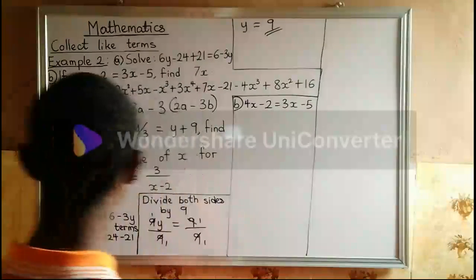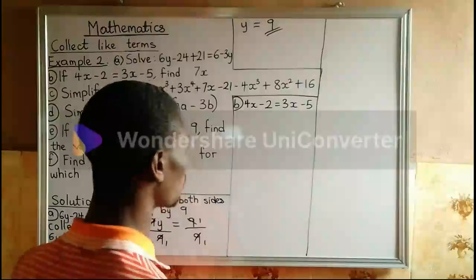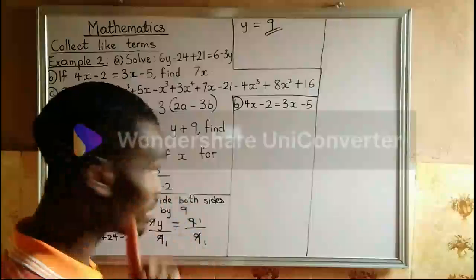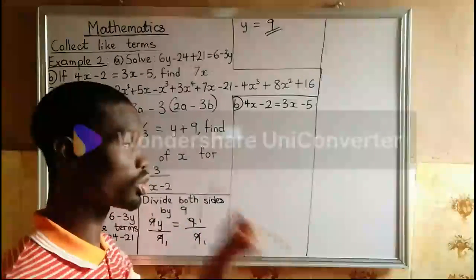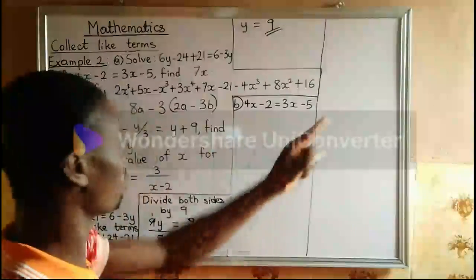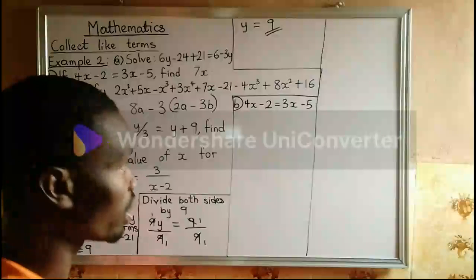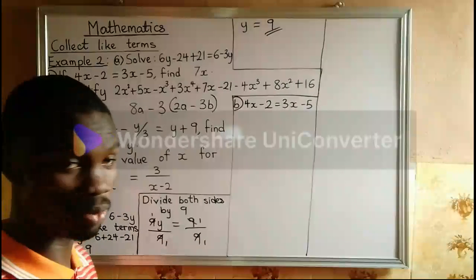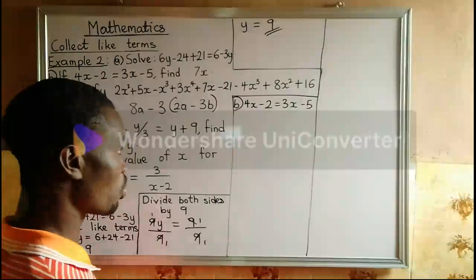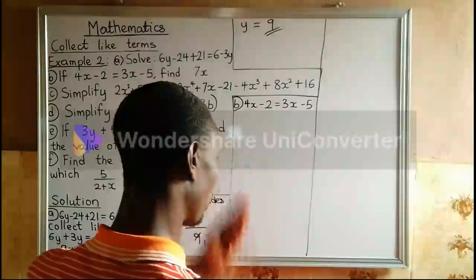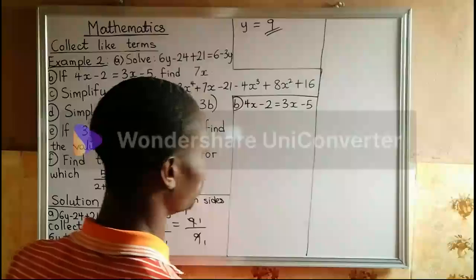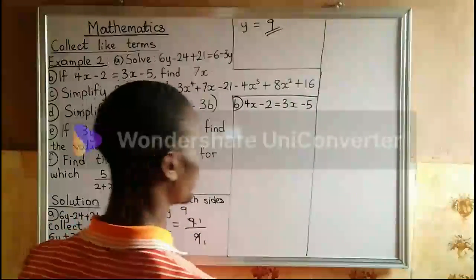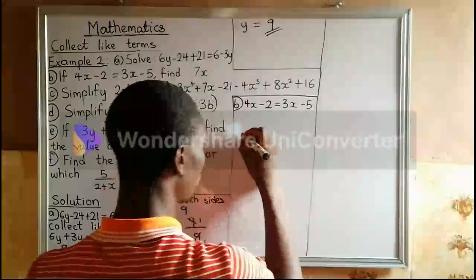So let's test if we could collect like terms. Before we could collect like terms, remember I said it must be a straight line equation without fraction. Of course, it's a straight line equation and it's without fraction. And also, there must be no bracket. The brackets must have been opened. So it has satisfied both rules, and therefore, we could collect like terms.